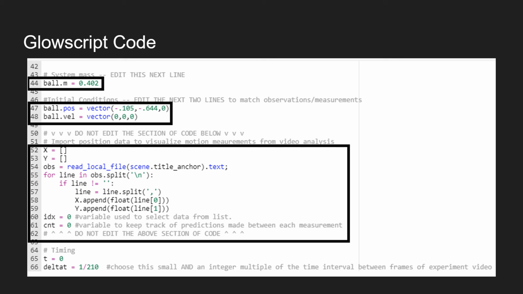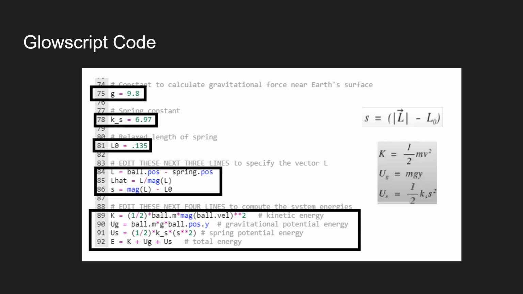The magnitude of the acceleration due to Earth's gravity is a constant of 9.8 meters per second squared. The spring constant and the relaxed length of the spring that was calculated earlier are then inputted. The stretch of the spring is equal to the magnitude of the vector minus the relaxed length of the spring. The L vector is calculated by subtracting the spring's position from the mass's position. The direction of the vector L, or L hat, is given by dividing the L vector by its magnitude.